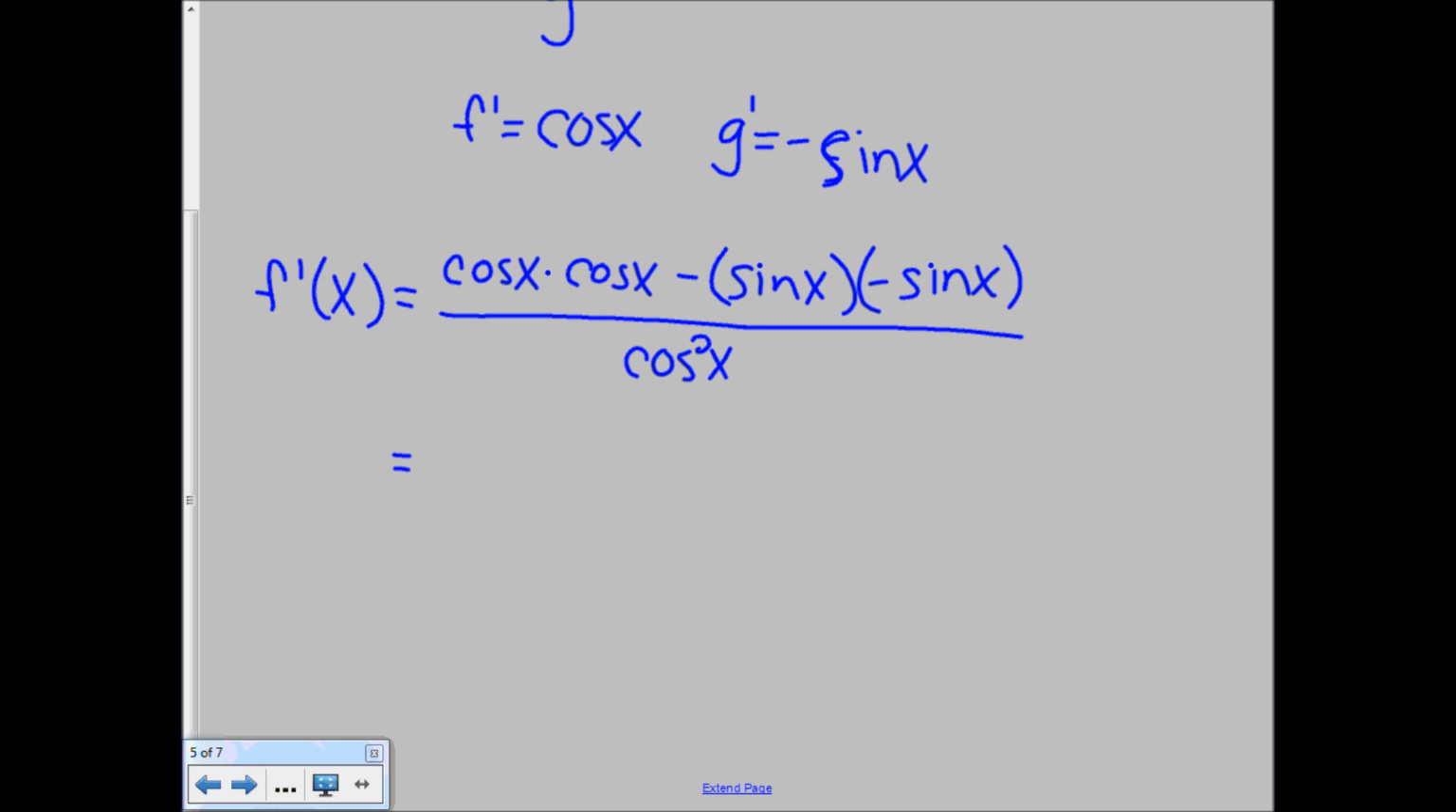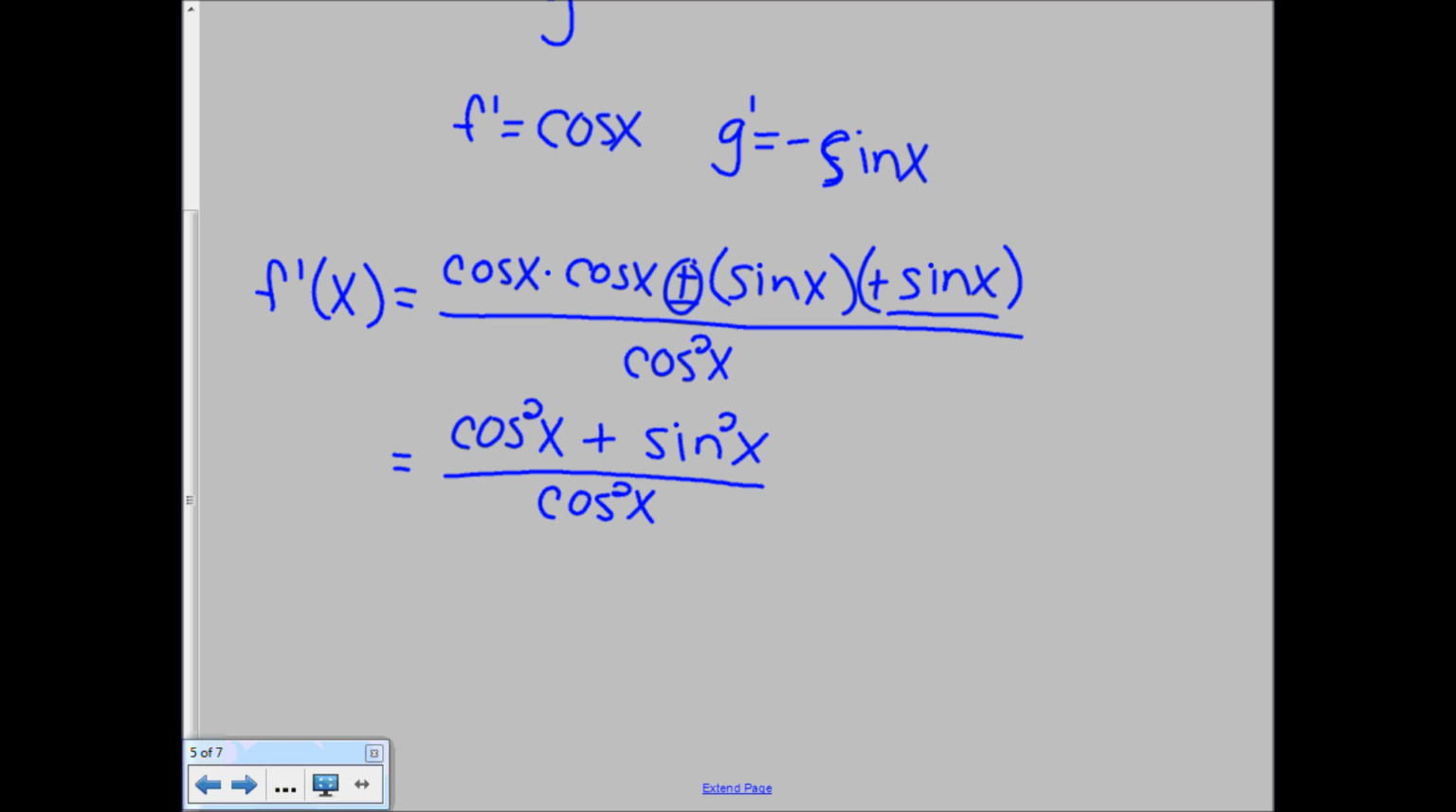Okay, so again, we're going to simplify this a little bit and see what happens. So cosine times cosine is just cosine squared of x. Now we have a negative sine of x over here with this negative sign, so they're going to cancel with each other and become positives. We'll circle it instead so it doesn't look like I'm saying plus or minus. So we're going to get cosine squared plus sine times sine is sine squared, all over cosine squared of x.